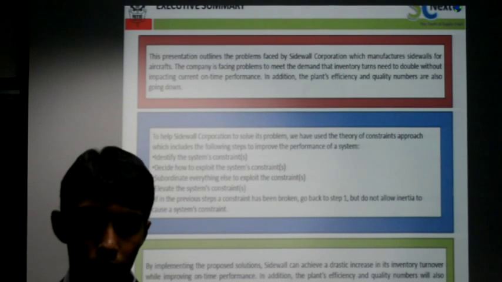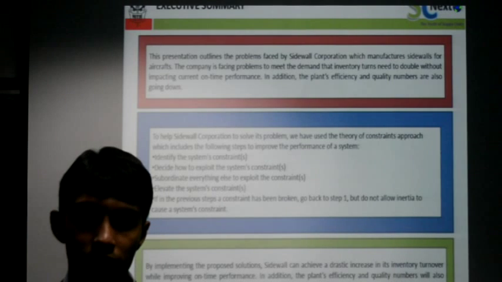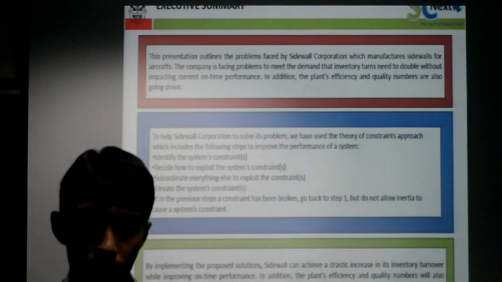To begin with, we outline the problems faced by Sidewall Corporation, which manufactures sidewalls for aircrafts. The company is facing problems to meet the demand that inventory turns need to double without impacting its current on-time performance. In addition, the plant's efficiency and quality numbers are also going down.